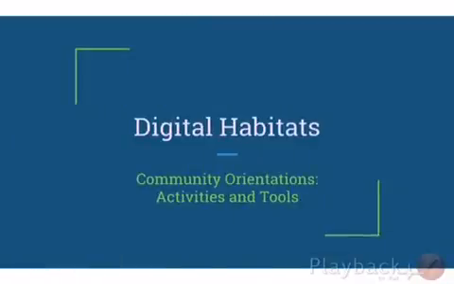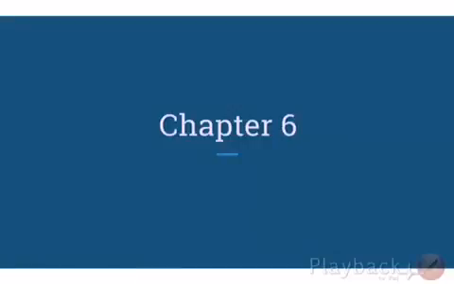So this week's reading from Digital Habitats talks about community orientations, based on the activities and tools that one is trying to use. The reading sought to explain the dynamic between the tools we use and the function of our communities. Chapter 6 specifically seeks to explain how orientations aid in determining your community's technology needs.